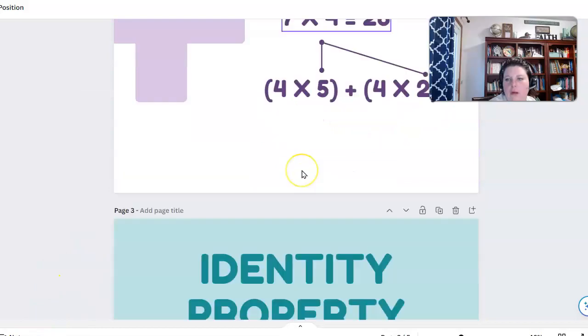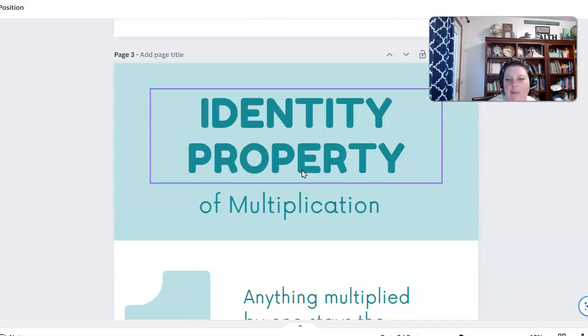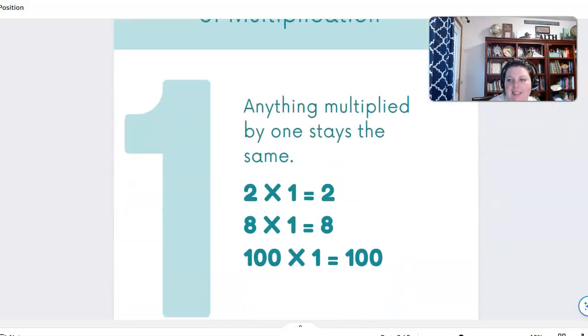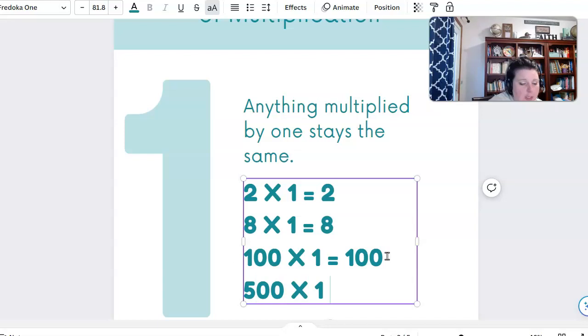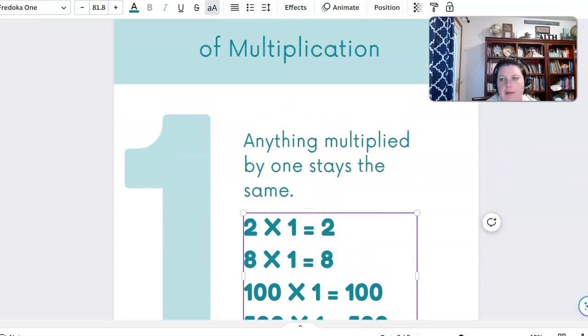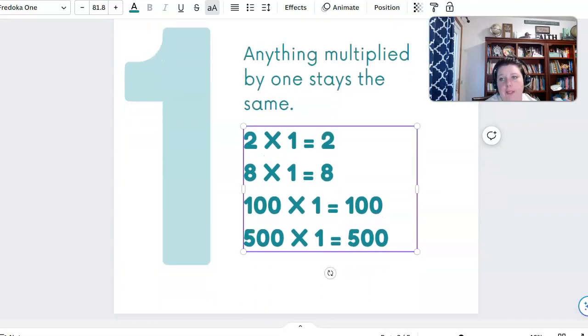Okay, we have the identity property of multiplication. This is dealing with the concept that anything multiplied by 1 stays the same. 2 times 1 is 2. 8 times 1 equals 8. 100 times 1 equals 100. I could keep going with a larger number. 500 times 1 equals 500, and so on. Anything multiplied by 1 stays the same. So that's the identity property of multiplication.